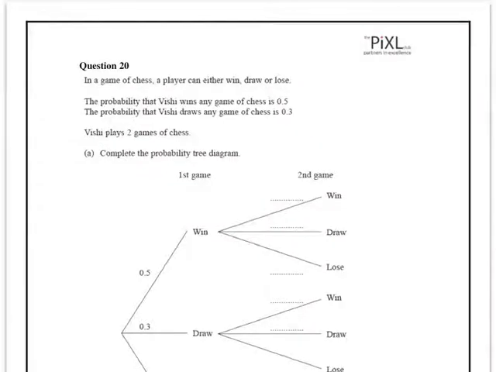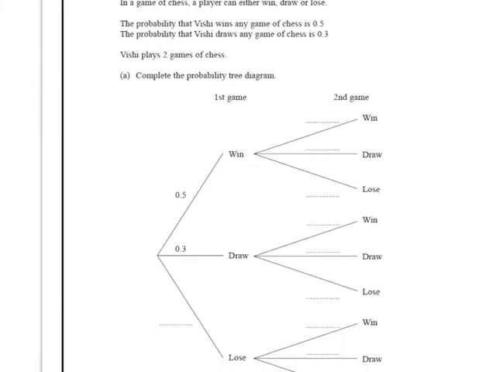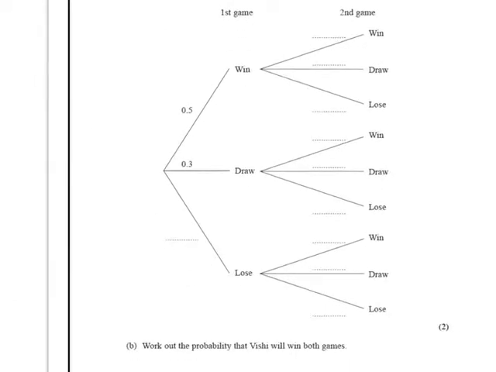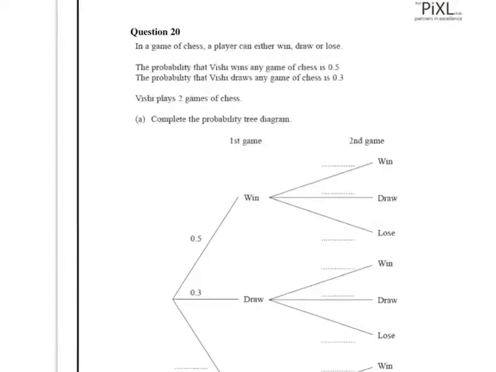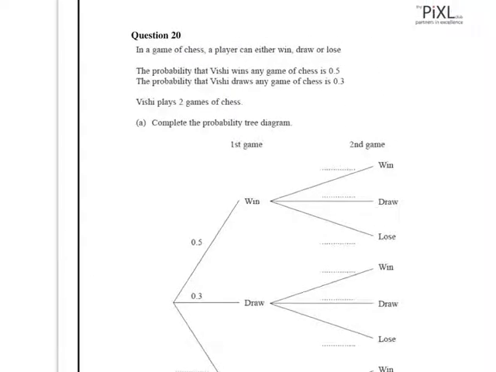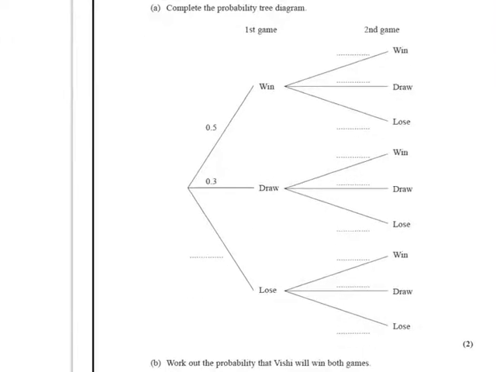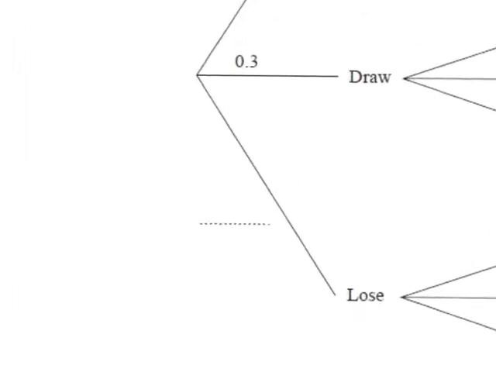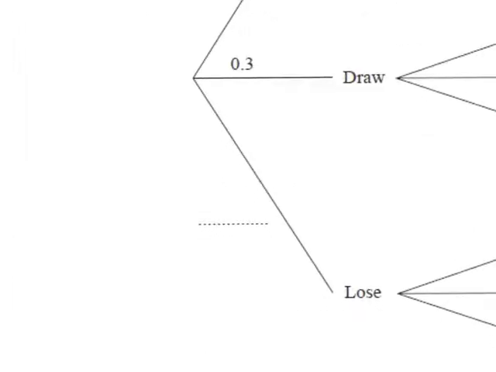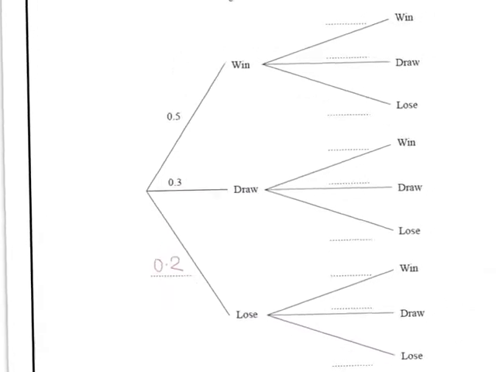Okay, question 20 is a tree diagram question. A tree diagram question means we need to do lots of filling in of these gaps, and that shouldn't be too tricky because they are fairly straightforward in terms of what probabilities are provided. So we're going to look at the first game. If Vichy has a probability of winning of 0.5, that's 50%, or a probability of drawing 0.3, then the probability of losing will be just those two numbers taken away from one whole, which is 0.2. Okay, so that's fairly straightforward for the first bit.